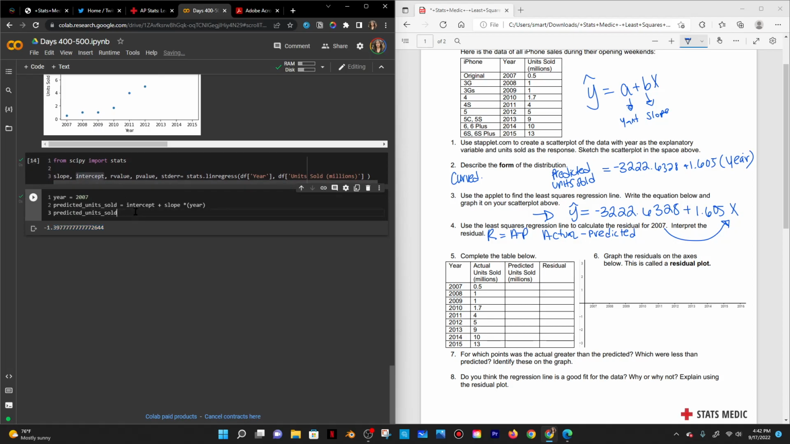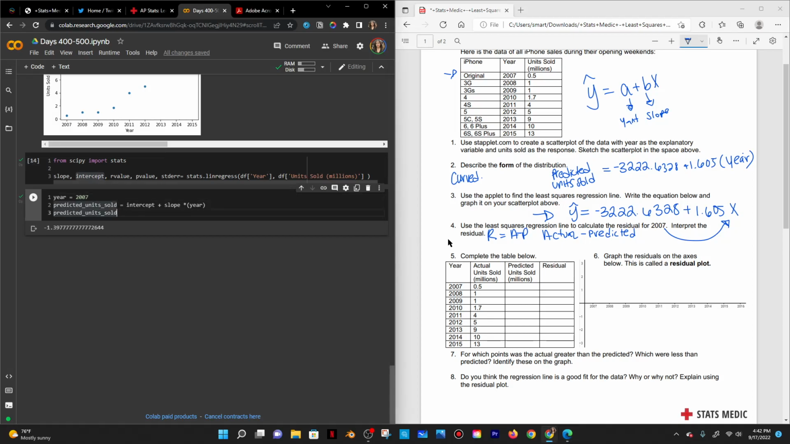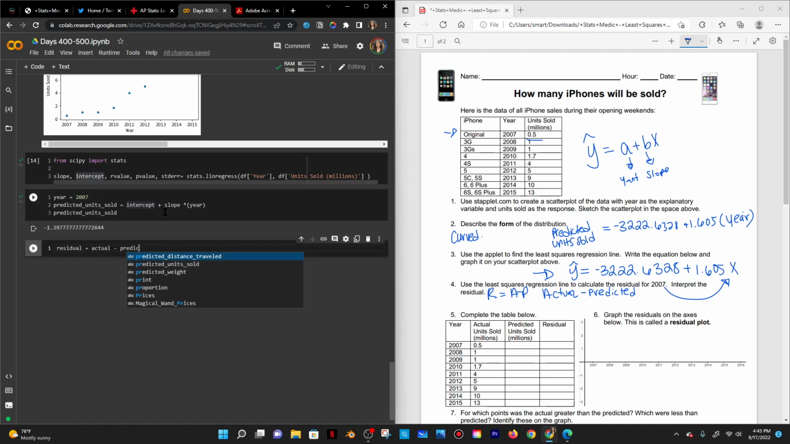Okay, so it does make sense. Sorry, just thinking to myself. The predicted units sold is negative 1.3978 units of, I guess, the original iPhone, because that's what we're looking at here in 2007. So really we're testing our data. That is the predicted units sold for 2007, and it's asking us to calculate the residual, really how close we were to the actual answer. We know the actual answer is 0.5. So I could set up r, the residual, equal to the actual value minus the predicted value.